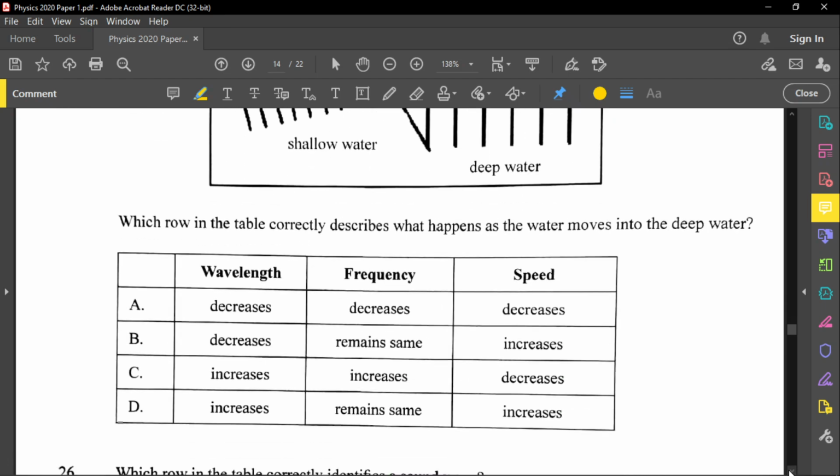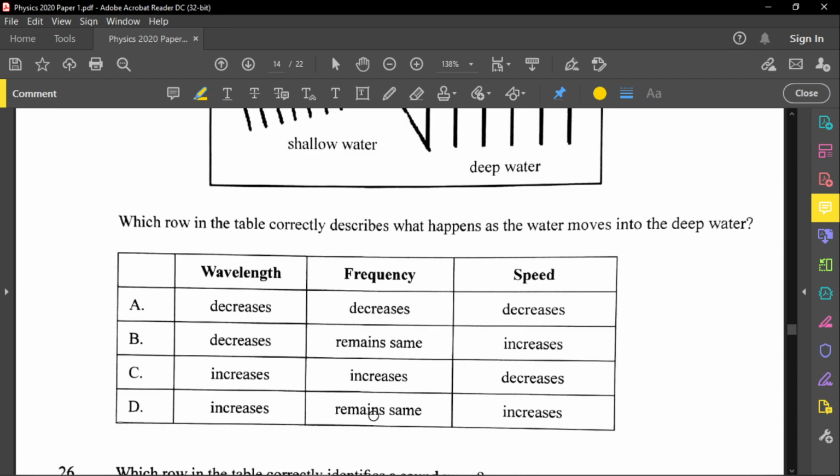All right, so as we go into the deep, we can say that there's an increase in wavelengths. So we know A and B, they are out. So we have to go to C or D. And so the next thing to look out for there is also if you have an increased wavelength, then you have an increase in what? Speed. The frequency will remain the same.